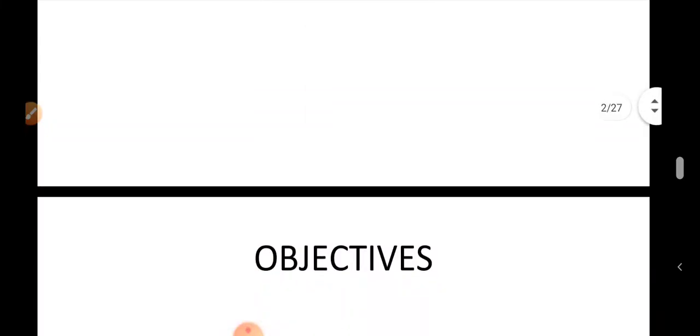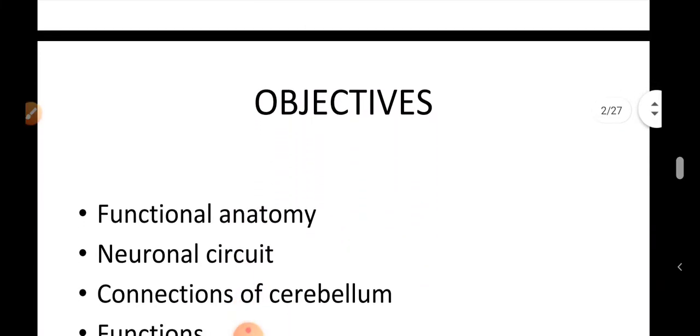So today we are going to see about cerebellum. Cerebellum is the largest part of a hindbrain. It consists of two lateral parts called cerebellar hemispheres, and both lateral parts are connected in the midline by a narrow central region called the vermis. We will see this topic under the following objectives.